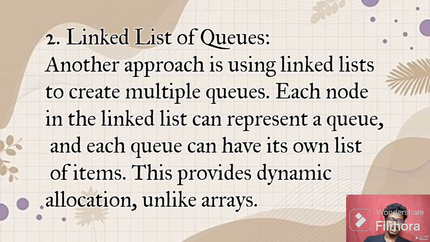Second, linked list of queues. Another approach is using a linked list to create multiple queues. Each node in the linked list can represent a queue, and each queue can have its own list of items. This provides dynamic allocation, unlike arrays.